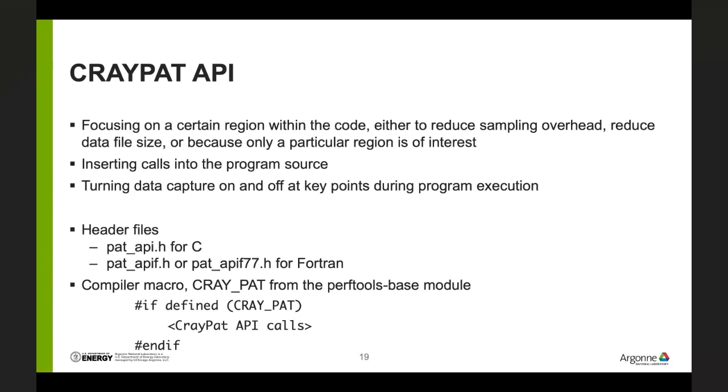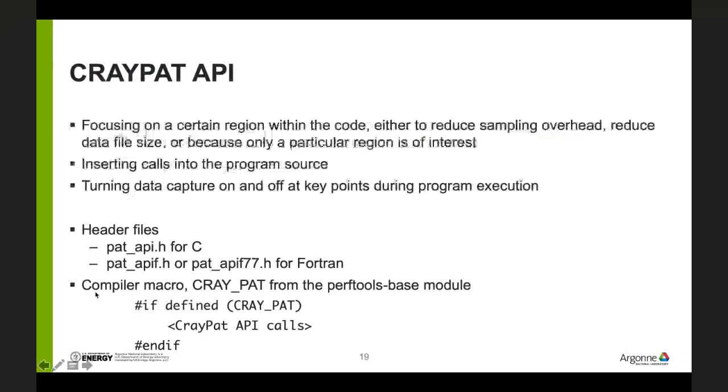This is to focus on a certain region of the code to reduce your sampling overhead, or reduce the data file size, or just see the particular region of your interest, right? So you need to insert calls in the program source, and then turn data capture on and off at the key points during the program execution. It has both a C API and a Fortran API.